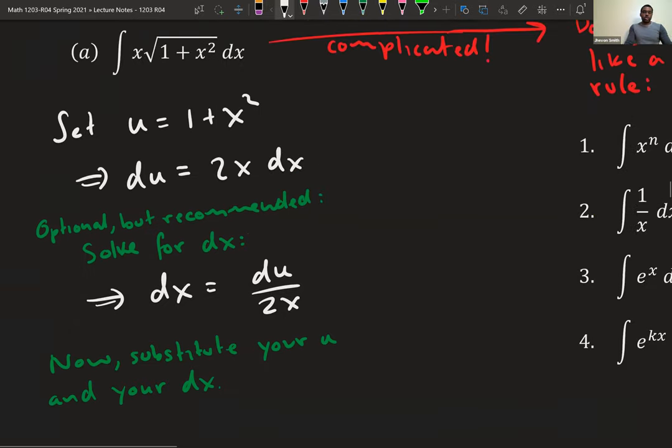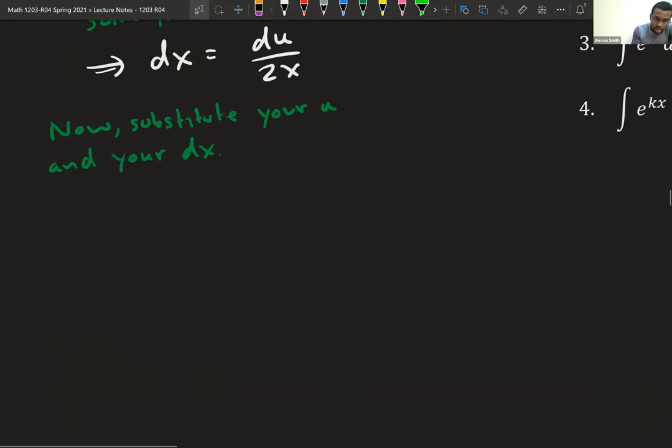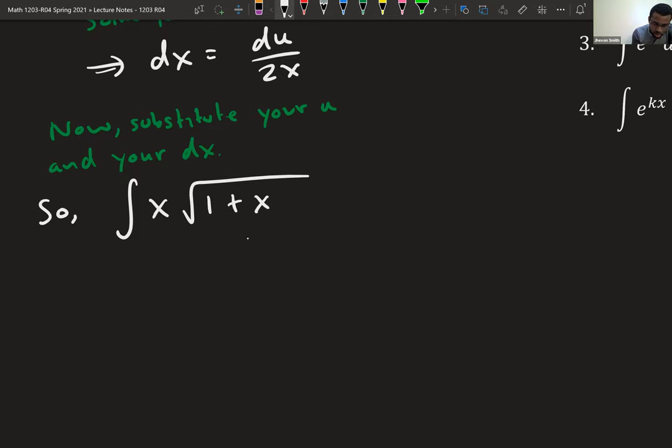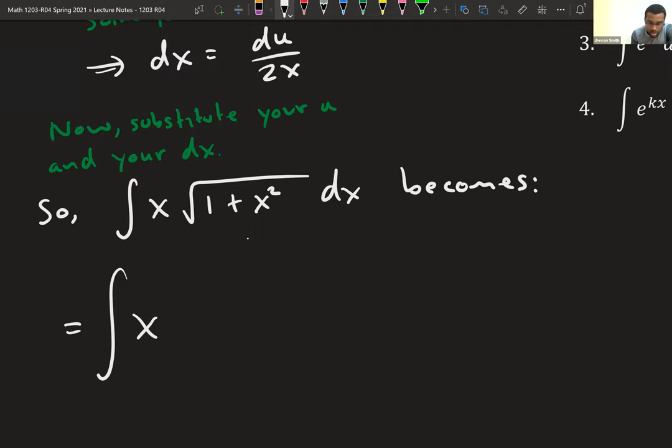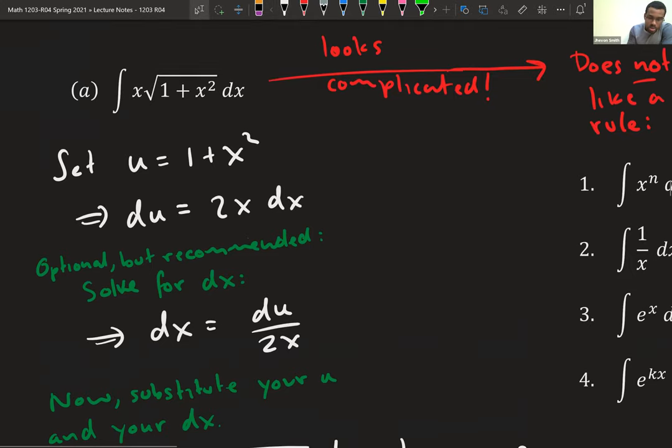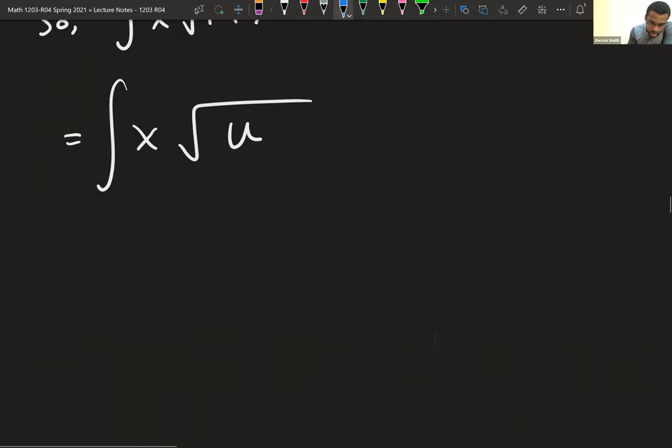So now I'm going to go back to this original integral, and wherever I saw the expression for u, I'm going to put it in. Wherever I saw my dx, I'm going to put that in, right? So now here, the antiderivative of x times the radical of 1 plus x squared dx becomes x, I didn't do anything with. However, I have my u, which is here. Okay, so my u is this guy over here. That's the guy that I'm putting here.